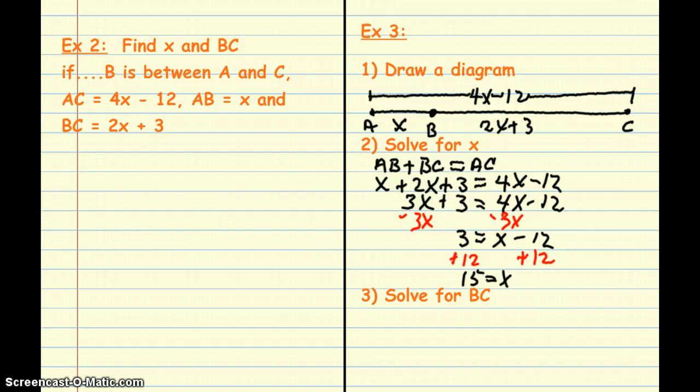So we know this distance up here is the same as 15. And now our job is to figure out the value of BC. So all we're going to do is take this value of 15 and substitute it into 2x plus 3. So 2 times 15 plus 3, that gives us 30 plus 3, which gives us 33. So here we found out that the length of segment BC is 33 long.